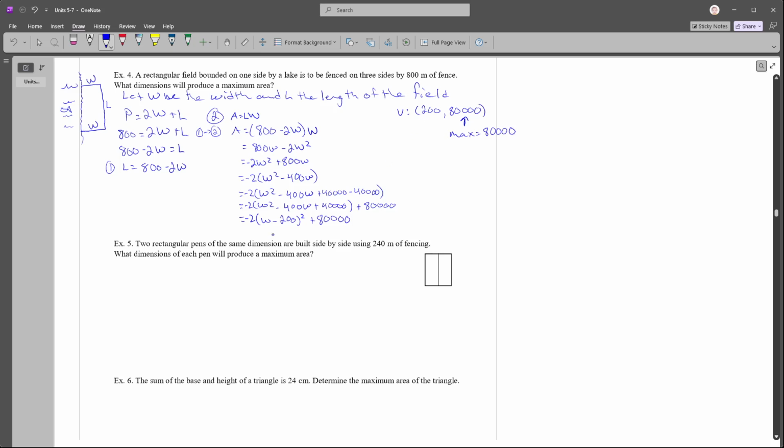What is this 200? We look over here. Oh, it's with the w. So this represents our width. So this tells us that our width is equal to 200. So we have 2 of our 3 values.